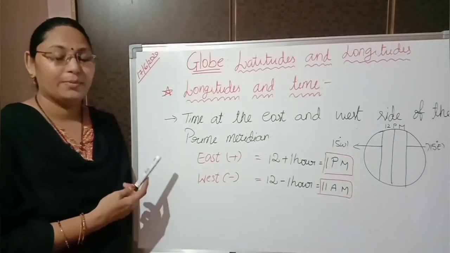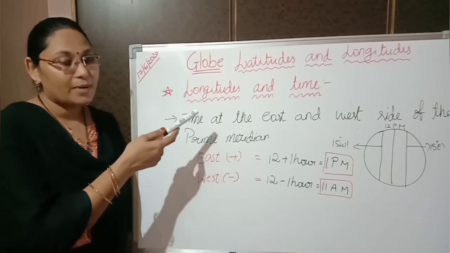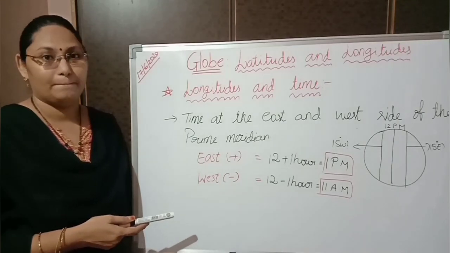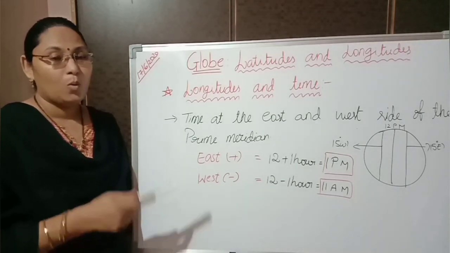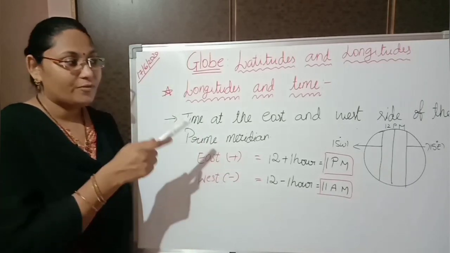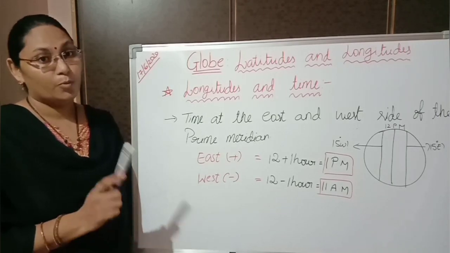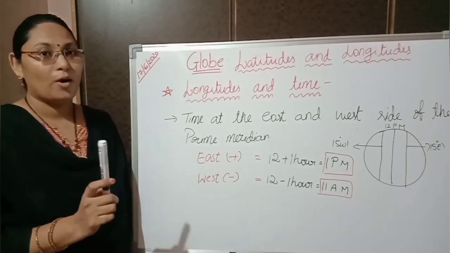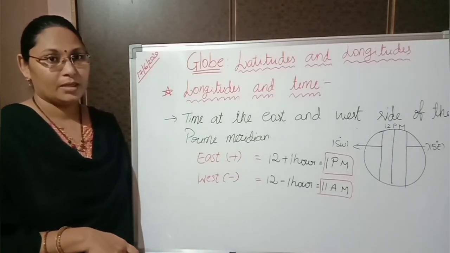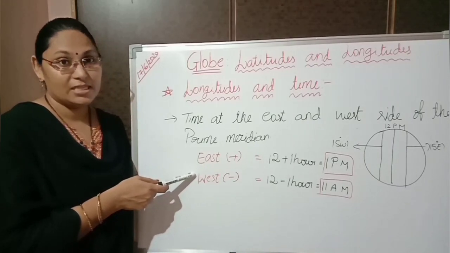So here, for example, at the prime meridian, observe the image over there. At the prime meridian, if the time is 12 noon, 12 PM, what is the time at 15-degree east longitude and 15-degree west longitude? Observe carefully, both are 15 degrees only, but one lies in the eastern hemisphere and one lies in the western hemisphere. So we already know that we have to add the time for the eastern hemisphere.